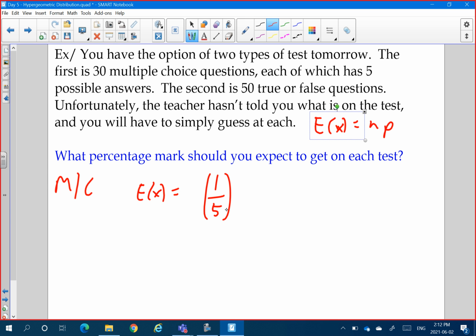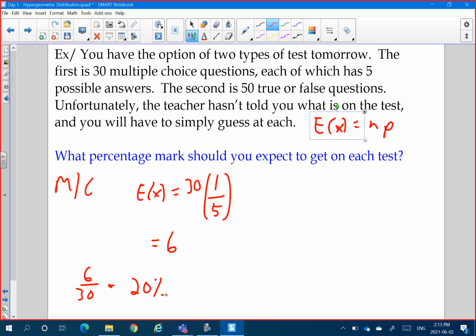Now, how many questions were there? Well, there were 30 multiple choice. So we multiply those together, and we end up with 6. That means you would get 6 correct if you're purely guessing. And that would give you a mark of 6 out of 30, not very good, by the way, 20%.